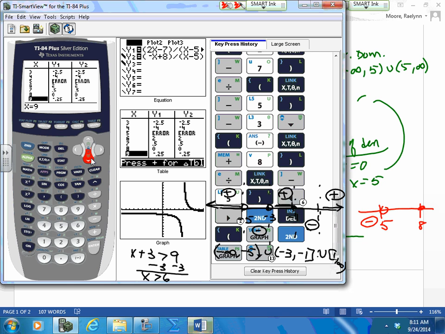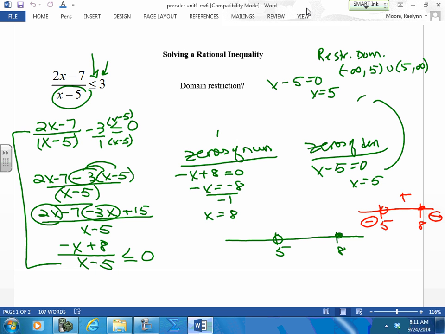Go in between 5 and 8. Take 6. Is the y positive or negative? Positive. Go to the right of 8. Negative. So, here's your inequality. We know this is all good. And we wanted less than or equal to 0. We want your negatives. We want this one or this one. So negative infinity to 5, open, or close bracket, 8 to infinity.